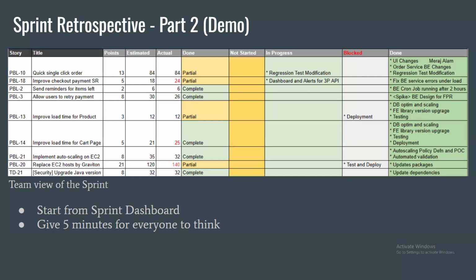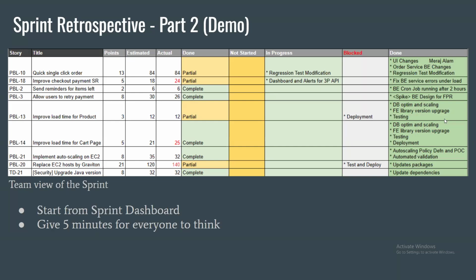Okay, so the team has this complete view in front of them. What we do is we start with the sprint dashboard and give 5 minutes for everyone to think about why certain things happened. And again, as we discussed last time, the sprint dashboard has to be organized based on the stories and not based on individuals, like developer one is working on this, developer two is working on that. It is stories broken into tasks and the status of those tasks.